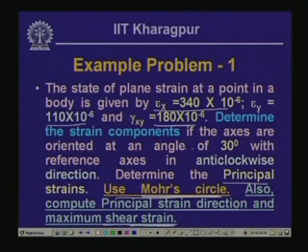And we will have to find out the strains at a direction which is oriented at 30 degree in an anticlockwise direction with reference to the x axis. Now, let us plot the Mohr-Circle, and then it will be clearer how we can solve this particular problem.